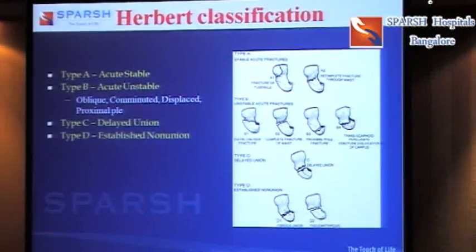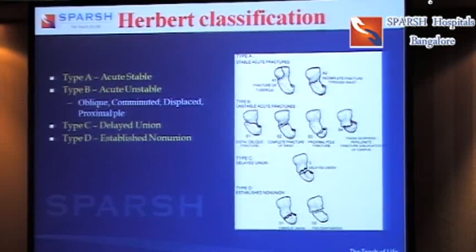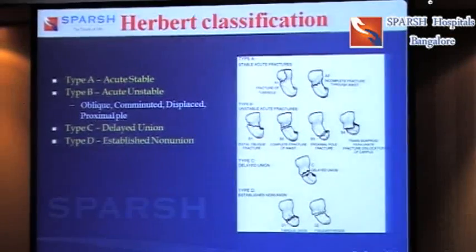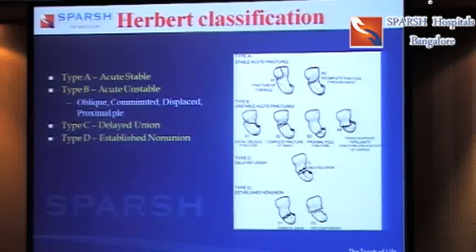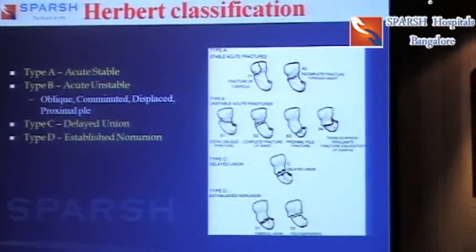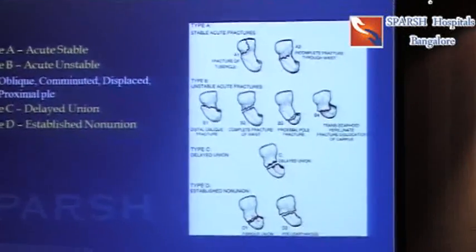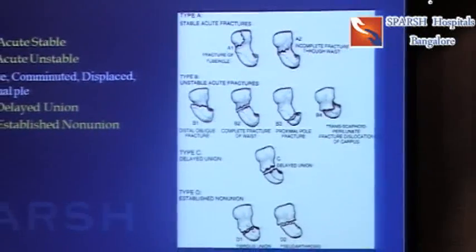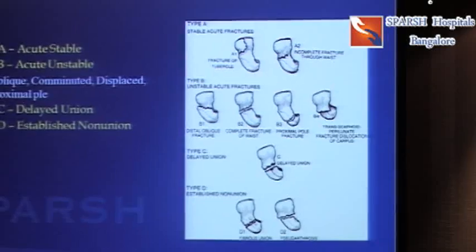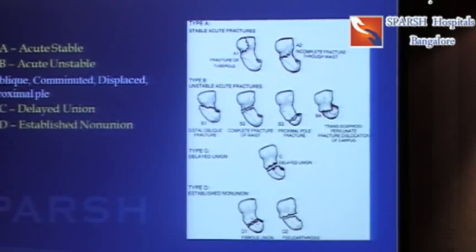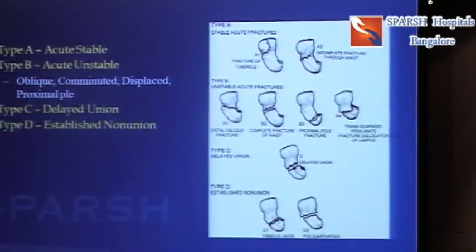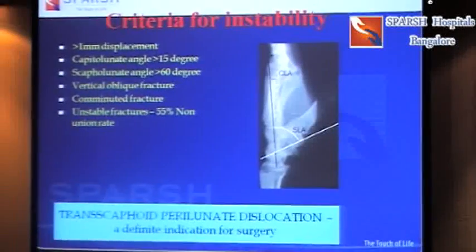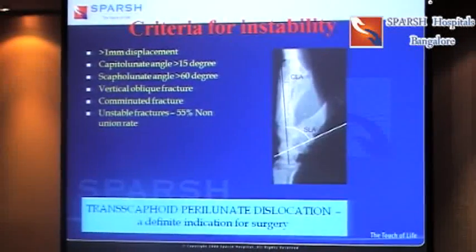So you have a fracture which is displaced, or an oblique fracture, or a proximal pole fracture, or, the most important one, transcaphoid perilunate dislocation. This is where the lunate is fully dislocated and the scaphoid is fractured also. It's a proximal carpal row injury, a greater arc injury. If you see this, it's almost an indication for fixation. That's the only definitive indication for surgical fixation. There's no doubt about it. Everyone agrees with that. So that's the criteria of displacement.